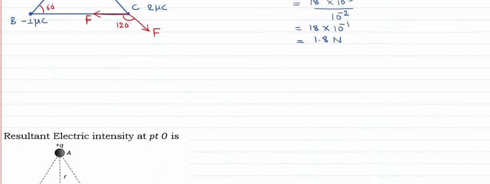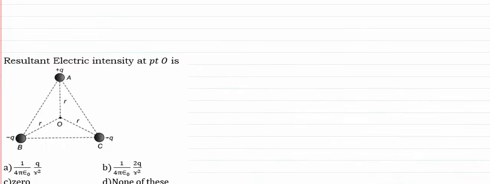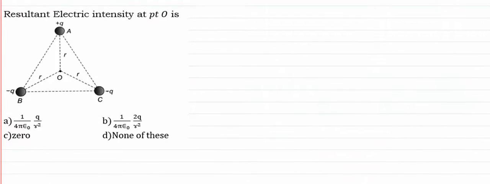Similarly, the second one we'll see. You are required to find the resultant intensity at point O. Now if you observe, all three charges are equal in magnitude and the distance is the same, r, which means the triangle is an equilateral triangle.